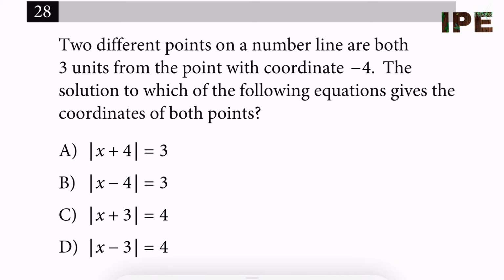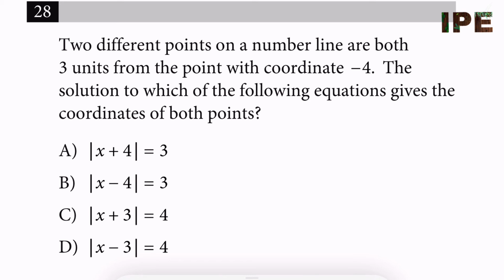I told you the absolute value of a minus b's definition is what? The distance between a and b. So let x be a number that satisfies this situation. The distance between x and negative 4 should be equal to 3, because it says 2 different points on the number line, 3 units from the point at the coordinate negative 4.